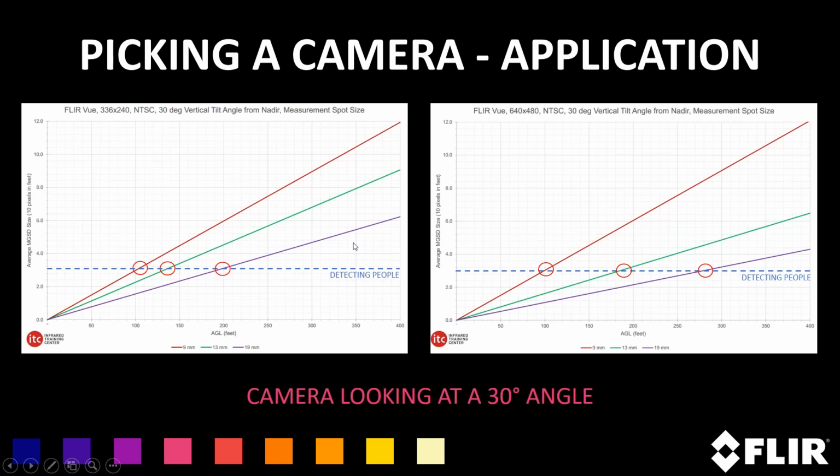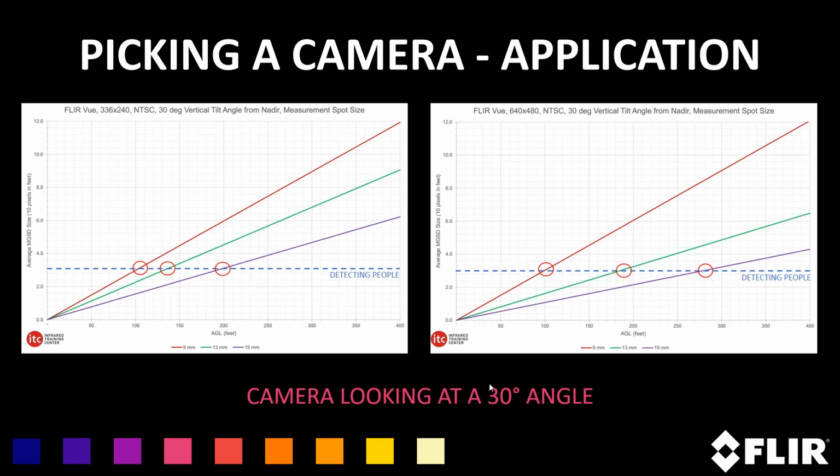Now, when we look at a 30-degree tilt, it increases everything as far as how high you can fly and identify that person. So for a 9mm, you're able to get it to 100 feet instead of 75, about 130 feet with a 13mm, and 200 feet with a 19mm on a 336 resolution. With a 640 resolution, you're able to get much higher, up to around 275 feet with a 19mm, and still have the ability to identify a person on the ground.